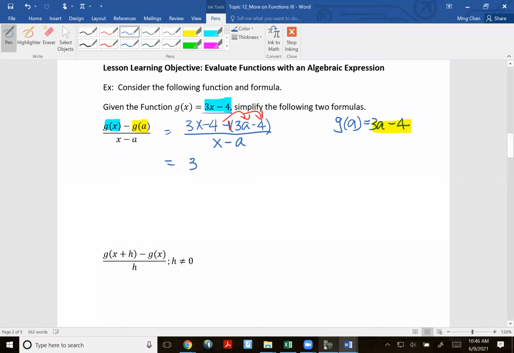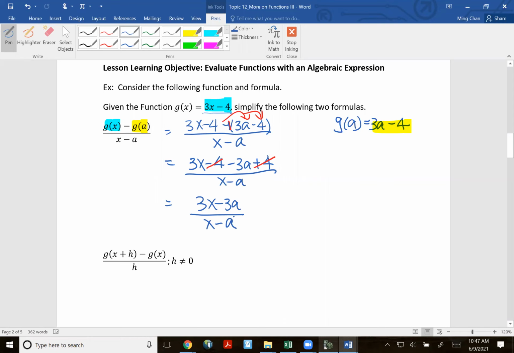And that gave me 3x, -4, -3a, and +4, whole thing over x minus a. Now the -4, +4 cancels out. I know I end up with 3x minus 3a over x minus a.